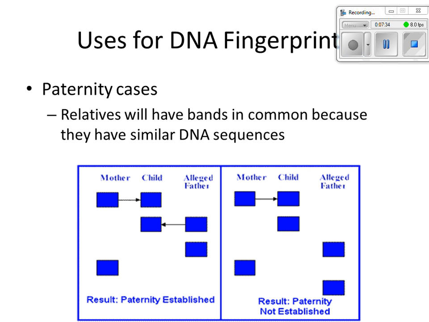Here's a paternity case. Relatives have bands in common. So we have the mother and the child sharing bands, and the alleged father sharing them too. So in this case, we would say that this is the father of the child. And if you look at result 2, where the alleged father has no matches with the child, the result is that paternity is not established.